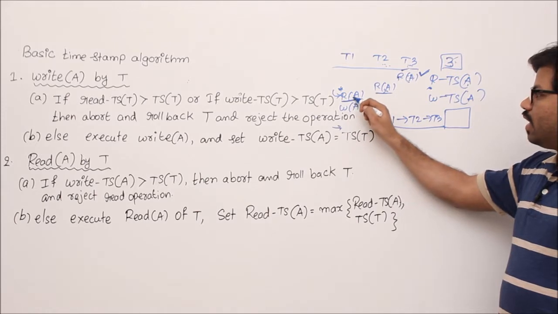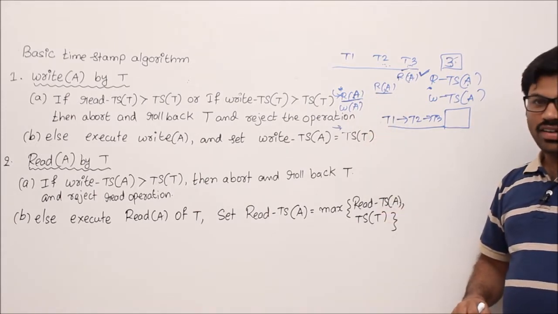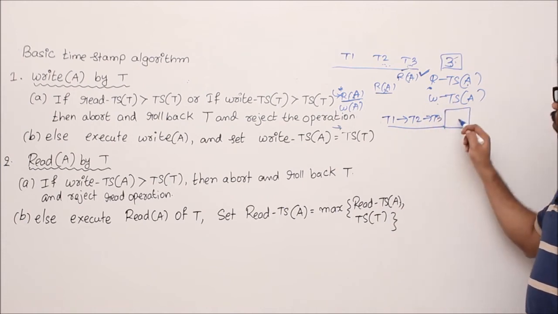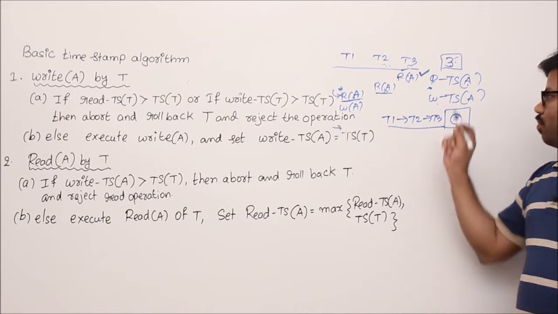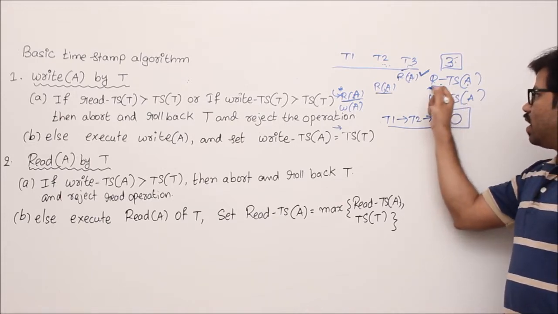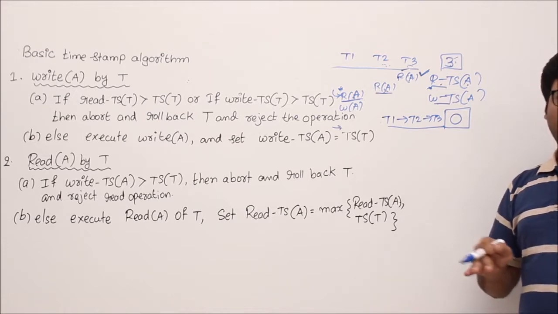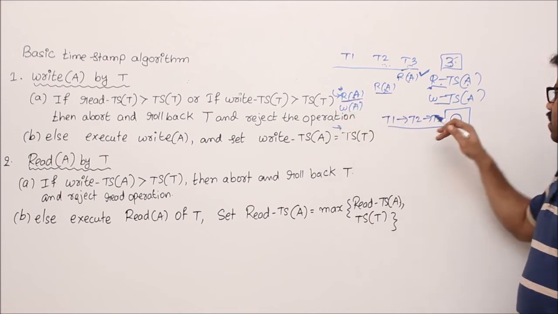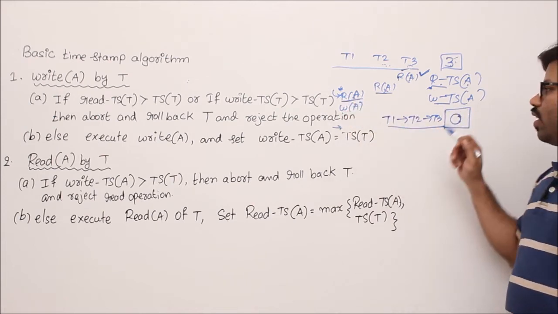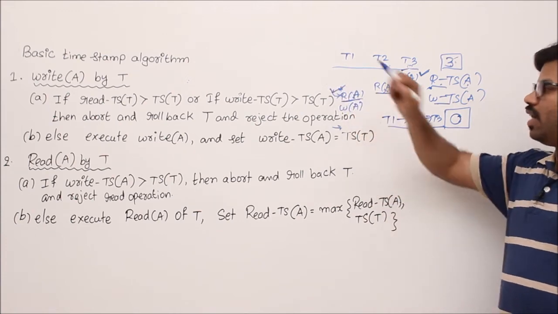So T1 is reading here, right? But how does your system know whether someone wrote or not? That's why the write timestamp helps. So far the write timestamp is 0. That means no one updated it, correct? So by seeing the read timestamp and write timestamp, your system can know whether anybody or any younger transaction updated it or not, correct? So your T1 will be happy. It says, yes, this 0 indicates that no wrong thing so far has been done. So I perform the read of A.